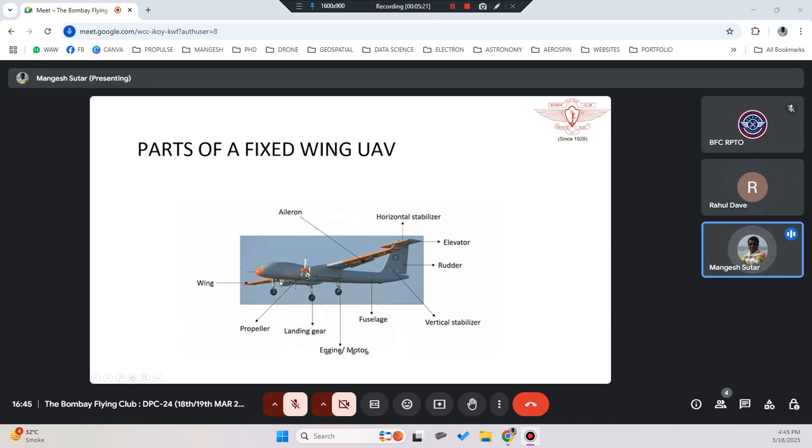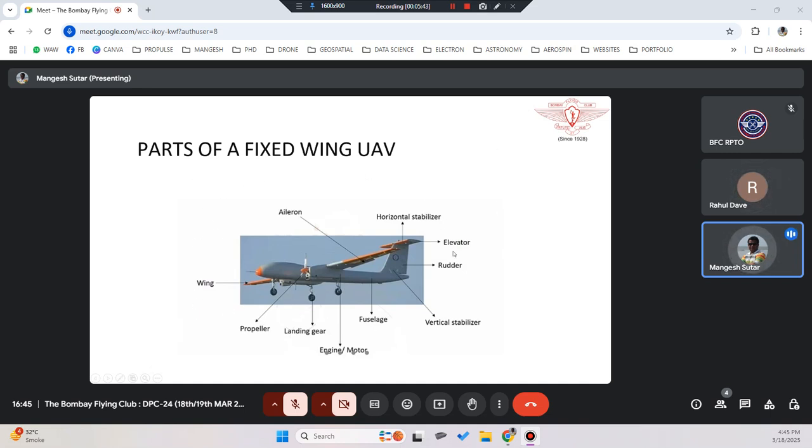And then if you see on the belly of the fuselage, you will see a device, a mechanism where you can put up your payloads. You can put cameras and all things. If it is not for monitoring purposes, if you are using the fixed wing for dropping bombs or anything, you can also have bombs attached below this. So that's how the parts are.